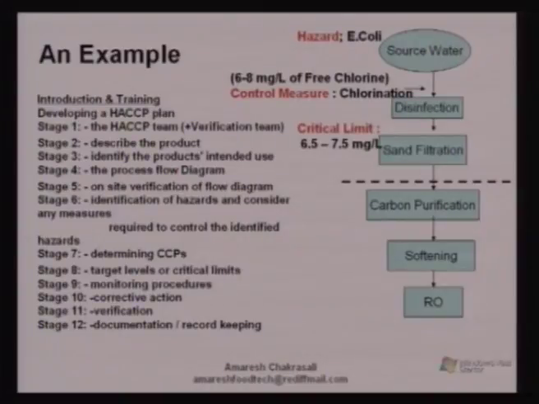Next we have to put a control measure. For E. coli, we have put a control measure like chlorination. After putting a control measure, we have to establish critical limits. The chlorine level may not always be constant, so we put critical limits: it should always be within 6.5 to 8.5 milligrams per liter. The moment it goes slightly near the limit, the person operating the process will control it, either by increasing the flow or, based on the system implemented, increasing or decreasing the chlorine level. This is about critical limits.